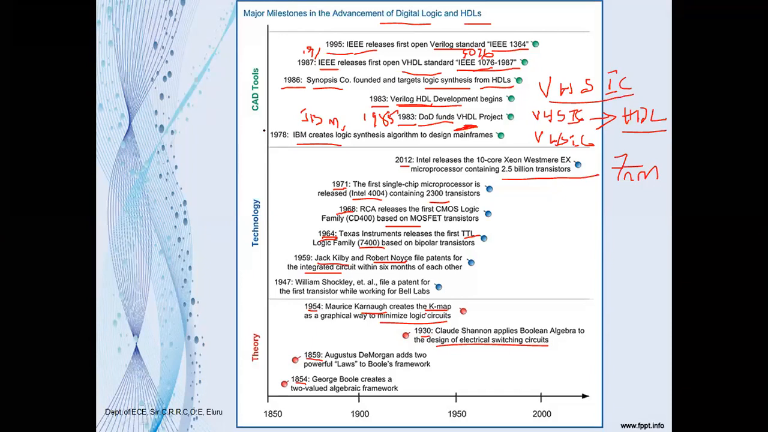To conclude this topic, we can say that a hardware description language is a textual, programming language used to describe and design digital systems. And what are the advantages of hardware description languages? It can describe the behavior of the circuit.